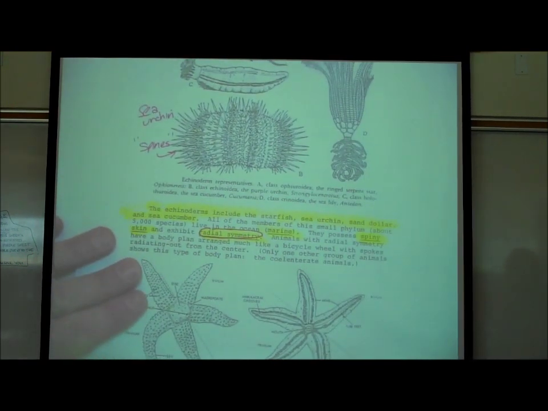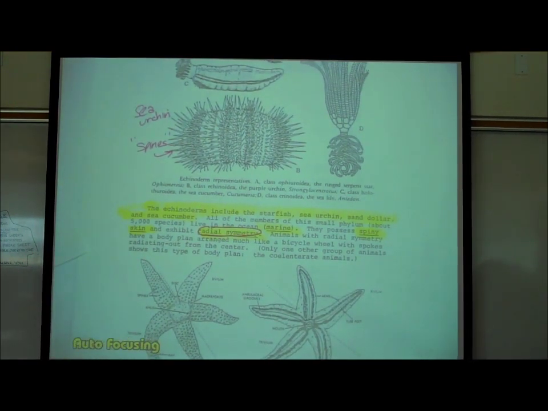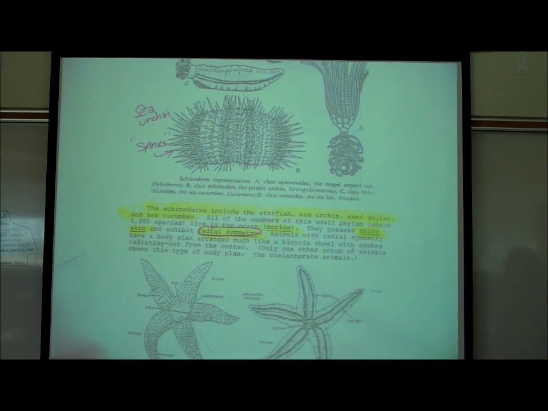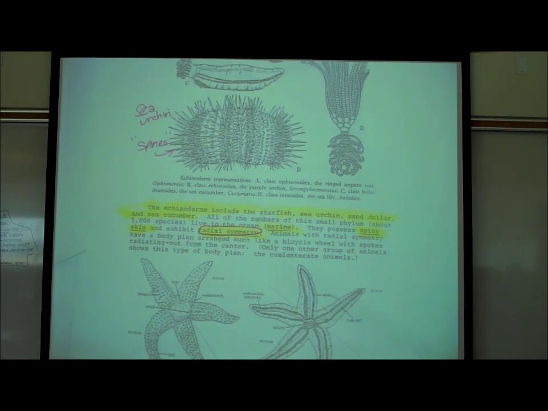Now, we wrote that the echinoderms include the starfish or sea star, the sea urchin, the sand dollar, and we'll show you a picture of a sand dollar. It kind of has the emblem of a starfish on it, and the sea cucumber. These also have radial symmetry. The only two phyla of animals that have radial symmetry are the cnidarians, that's like the sea anemones and the jellyfish, and the echinoderms.